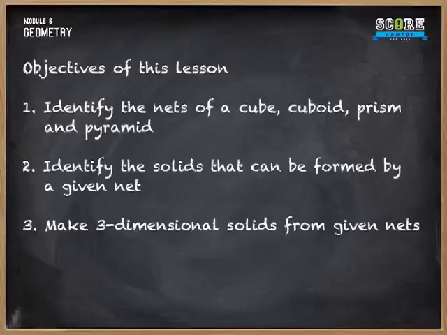Alright students, these are the objectives of this lesson. Identify the nets of a cube, cuboid, prism, and pyramid. Number 2, identify the solids that can be formed by a given net. Thirdly, make three-dimensional solids from given nets. Keeping in mind that a solid figure can have more than one net, let's try out some simple questions.